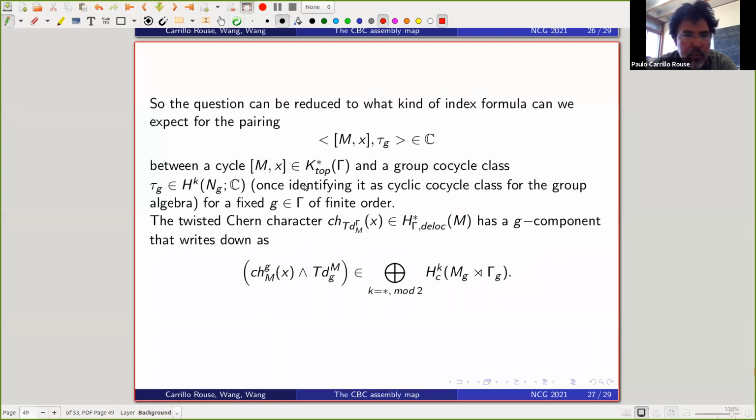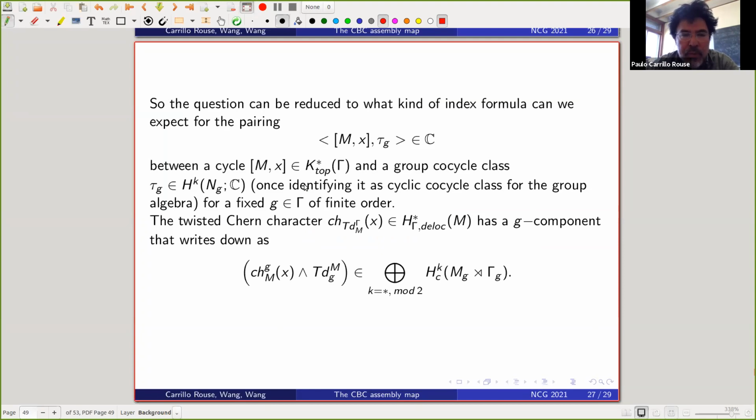So the question I was raising before is: what number do we obtain once we pair a cycle, a cycle as we defined it before. So we have a group gamma, a manifold as above, and an element in equivariant K-theory.